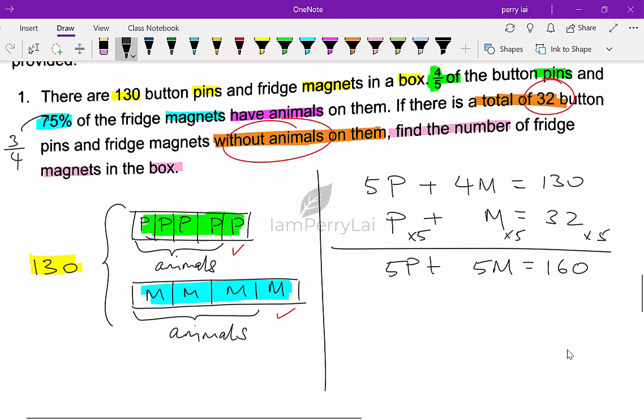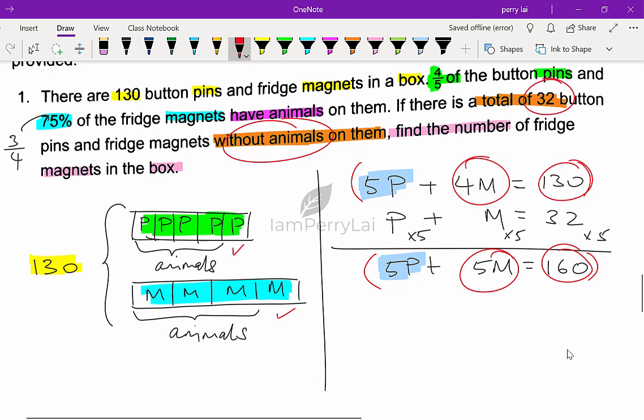Okay, so I've got 2 equations right now. Let me circle them. I've got this one here, and I've got this one here that I can use to solve for magnets. If you notice, this and this is the same, which means the difference in these 2 numbers must be due to the difference in the magnets. So this 1 extra m here must be the difference.